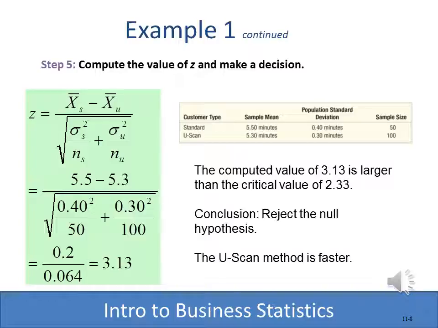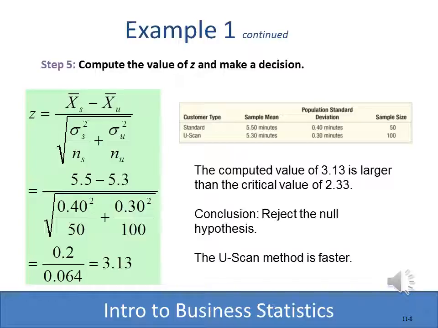The critical value that we came up with was 2.33. The result is we're going to reject the null hypothesis because the z-value we computed is greater than the critical value. It's out in the tail. It's in the reject area. If it were smaller than the critical value, we would not reject the null. So we can say with at least a level of significance of 0.01, or in other words, only a 1% chance of being wrong, that it appears the standard checkout method is longer. So therefore we could say probably the U-scan method is a little bit faster, at least according to the sample that we've taken here.